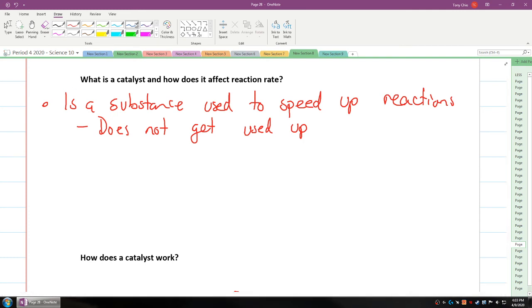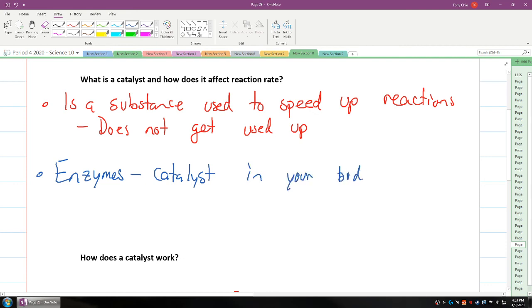Now, in your body, we call these enzymes, which help speed up body functions. These are catalysts in your body. These are proteins that speed up reactions.